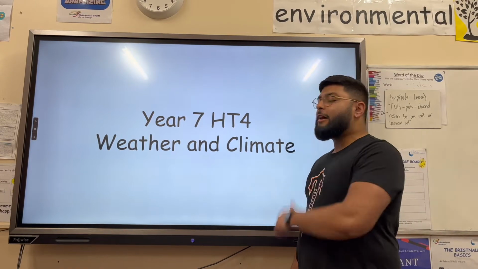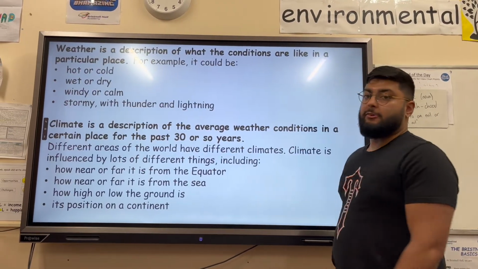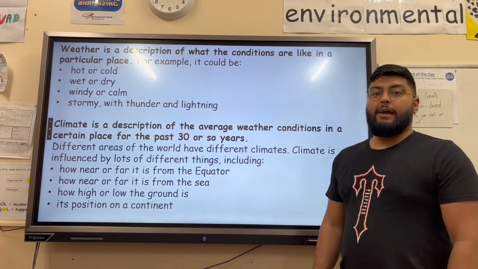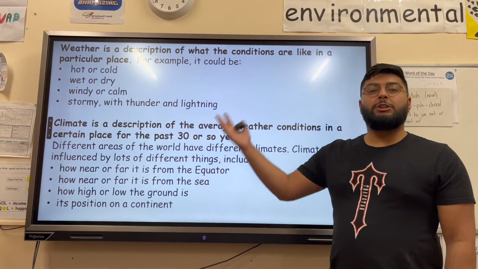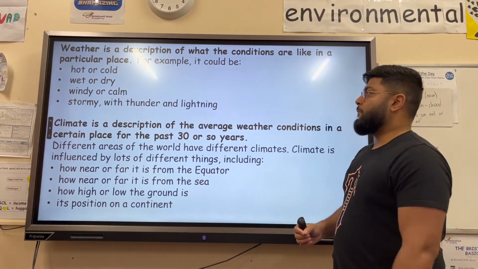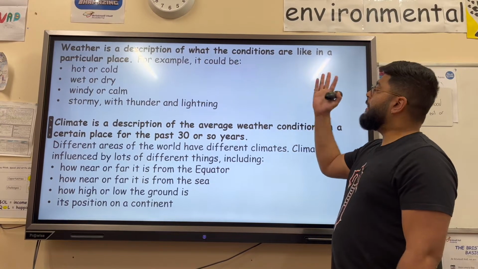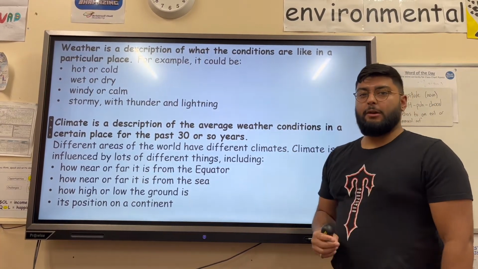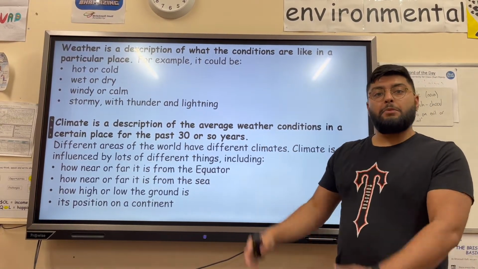Okay, year 7 in half term 4, we're going to be looking at weather and climate. So what are weather and climate? Well, put simply, weather is short term and climate is long term. But we can say that the weather is a description of what the conditions are like in a particular place, or what's happening in the atmosphere right now.